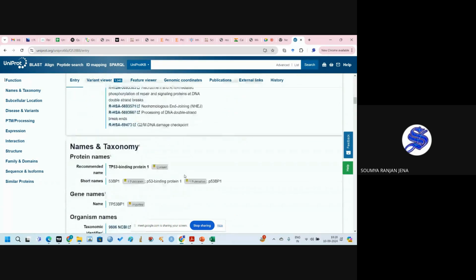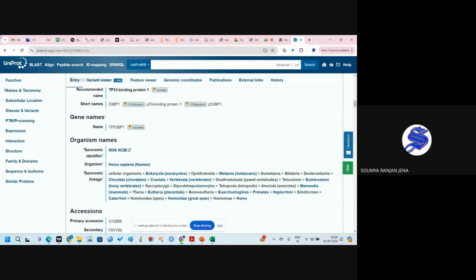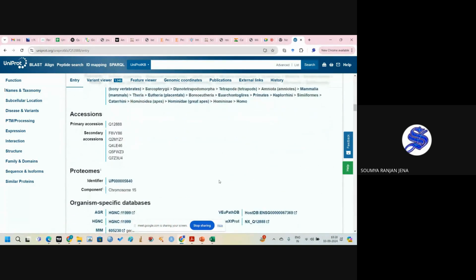Then if we go to the taxonomy, here we also found the different types of taxonomic analysis, and the gene name is T53 binding protein 1. And here is the hierarchical organism, from eukaryotes to different metazoans, all the different animals have this T53 binding protein, and these are primary accession numbers.